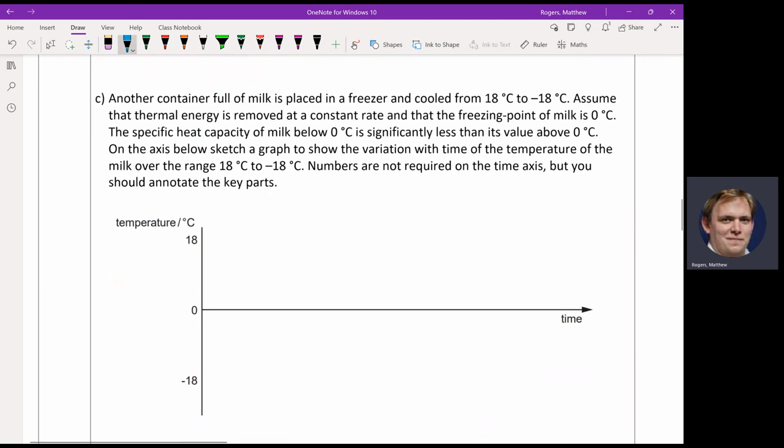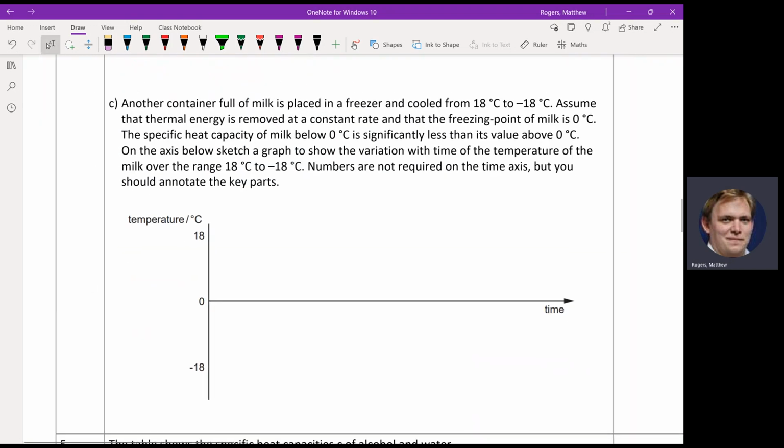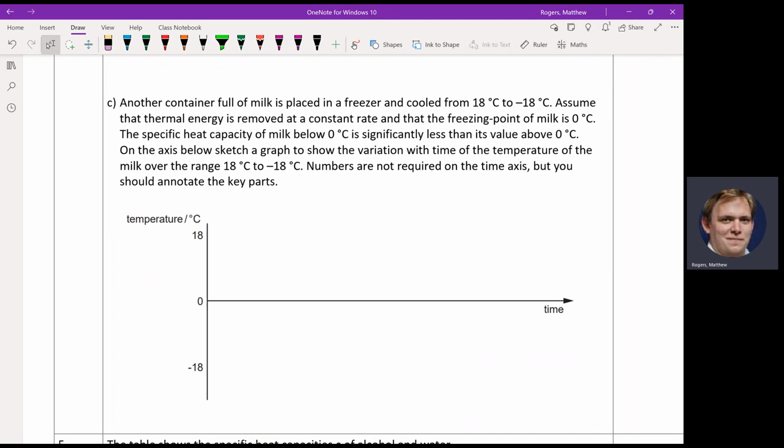And part C says another container of milk is placed in a freezer and cooled from 18 to minus 18. Assume that thermal energy is removed at a constant rate and that the freezing point of milk is 0 degrees Celsius. The specific heat capacity of milk below 0 is significantly less than its value above 0. So just highlight that because that's going to be important.